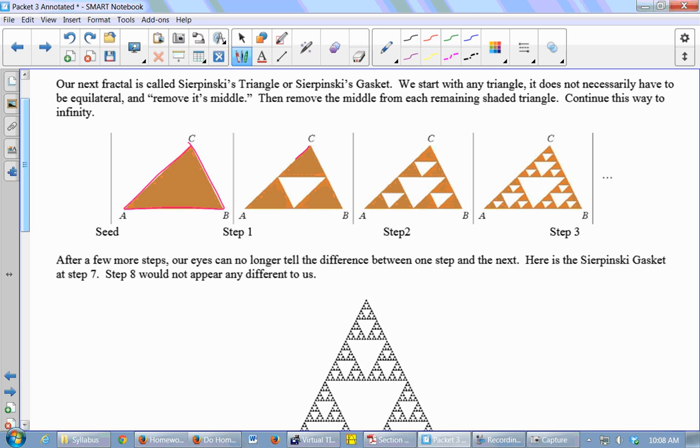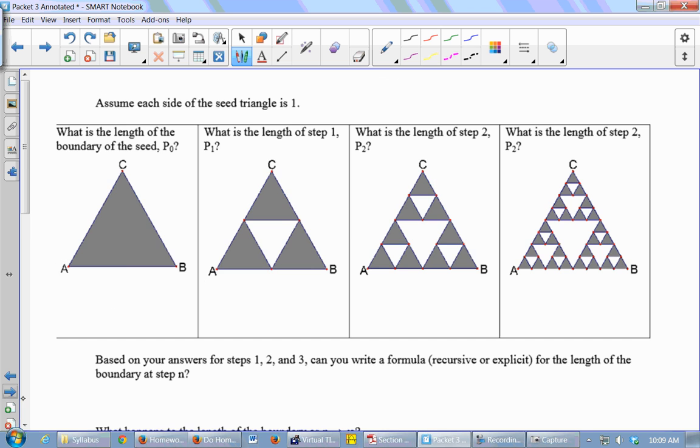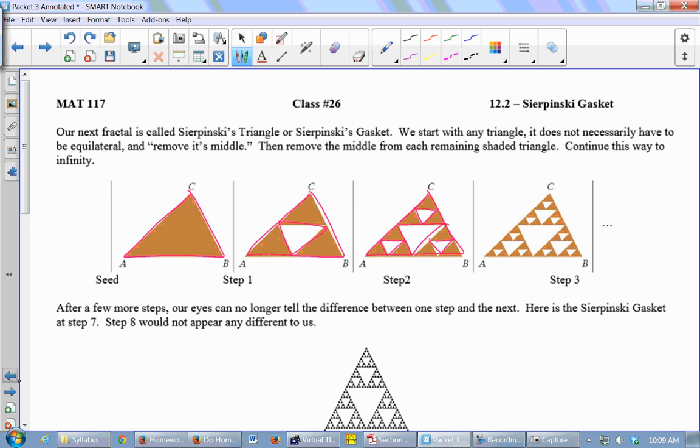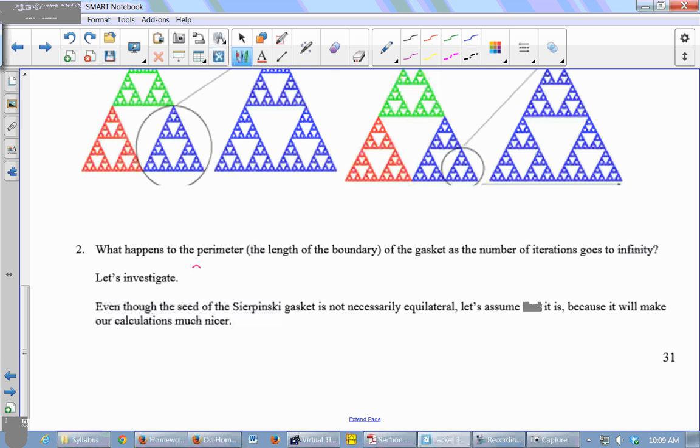So like now my boundary is all of this. And then I've got this and this and this and this. So all the pink lines together would be the boundary. Yeah, that's just increasing. It's just getting bigger and bigger. So conjecture, perimeter is just getting bigger and bigger, going to infinity.